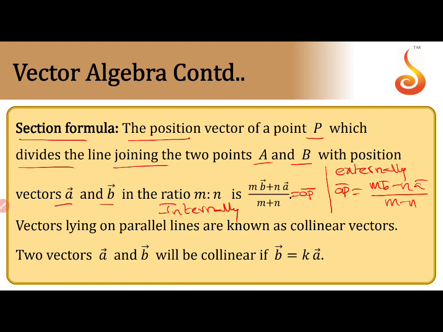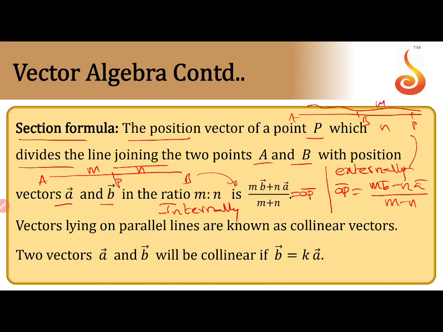How does this follow? First, internal: A and B are two points. There is a point P which divides them in the ratio m is to n internally. The formula is mb bar plus na bar by m plus n. In the external case, the point is outside the line segment. For two points A and B, there is a point P which divides in the ratio m is to n externally. In that case, this is the formula. I hope this is clear. This is a simple formula.